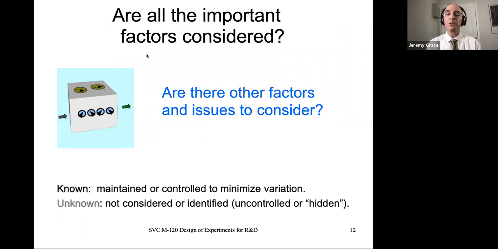The next thing is you're assuming that all the factors you have in your experiment are all the important factors. It makes good sense to ask yourself, are there other factors and issues to consider before you spend the bucks on the big experiment? So in cartoon, I've shown this little box. This is your process or your experiment. These blue knobs are your factors you can set. So we have 4 factors here. Something comes into the process. These factor settings dictate what's going to happen, and that's your response.